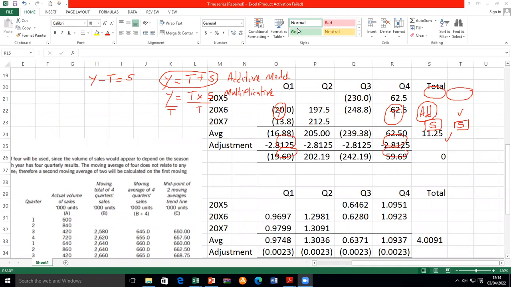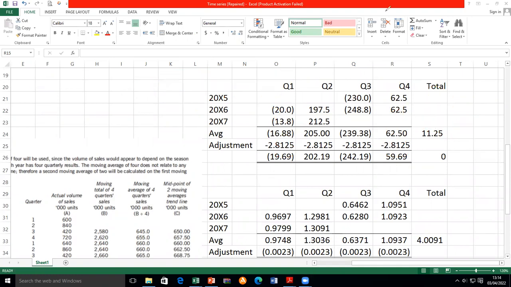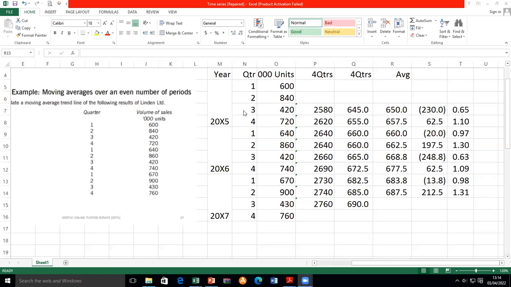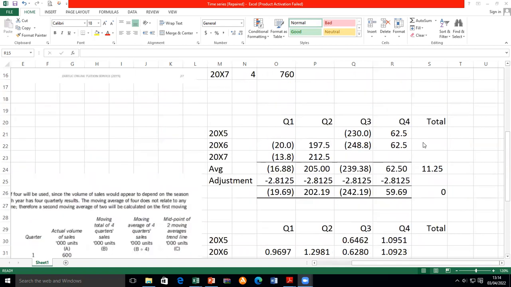So now, let us do our summary. How do we do the summary? We arrange our quarters 1, 2, 3, and 4, and we pick our data. Where do you pick your data from? You pick your data from here. 230 was in quarter 3. 0.65 was in quarter 3. So first of all, you start with the additive model here. You align, you put your figures here. You arrange them. Then after that, what do you do? You get an average of these figures. The average of these, the average of these, the average of these. You put them here.